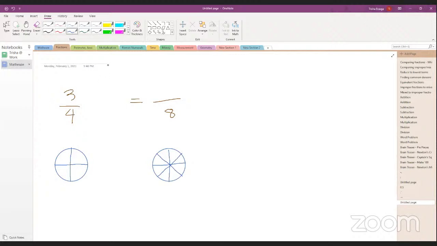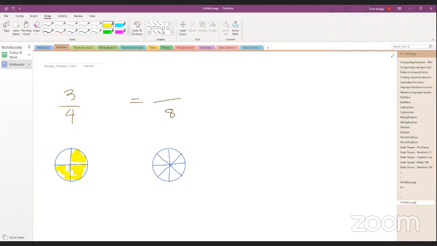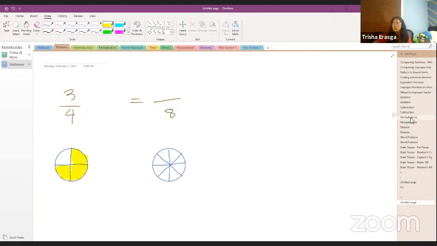So this one is 3/4. I'm just going to shade. This is 1, this is 2, this is 3. This is right, right? You agree with me? I'm going to take that as a yes.